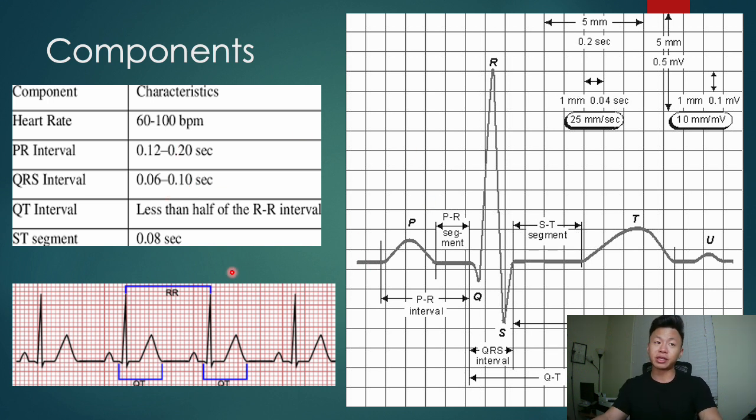So another thing you're going to take a look at is what we call R to R. From the top portion, this top spike, we call those the R's because that's the top portion of that spike. You're going to measure one R to the next R, and you're going to make sure that it's measuring up to the next section. So we'll talk about that as well.